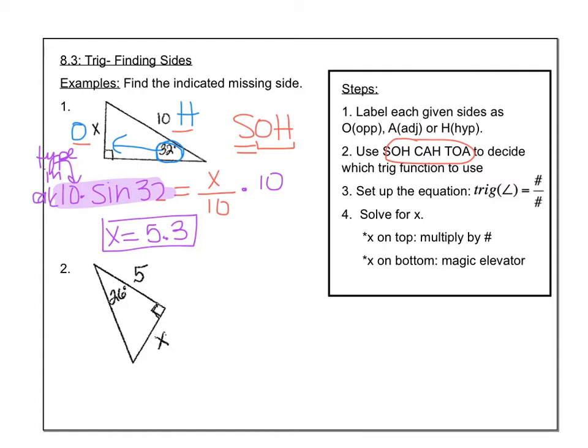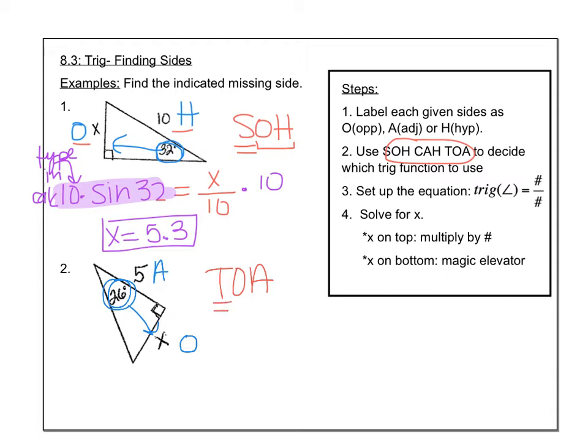So for the next part, I'm just going to practice a couple of these. Hopefully watching them a couple of times will give you a handle on it. You're going to look from that given angle. You're going to label the sides. So X is across from it. That means it's the opposite. And 5 is next to it, but not the hypotenuse. So that means it's the adjacent. The next step then is to look at the phrase SOHCAHTOA and figure out which one has O and A in it. TOA is the one that has O and A in it.